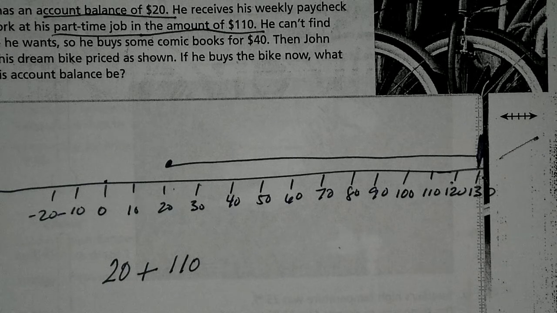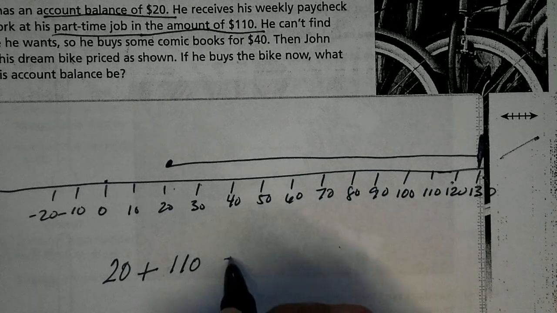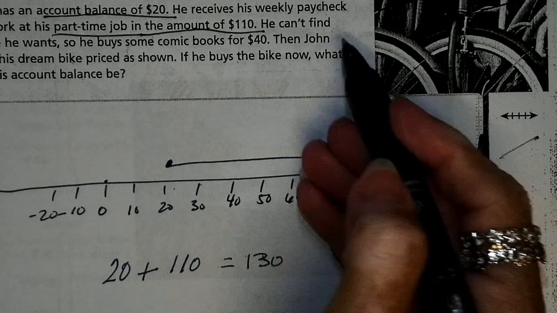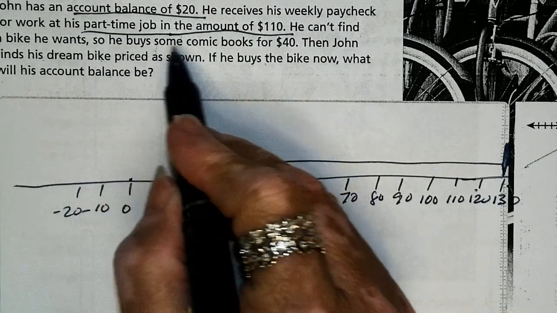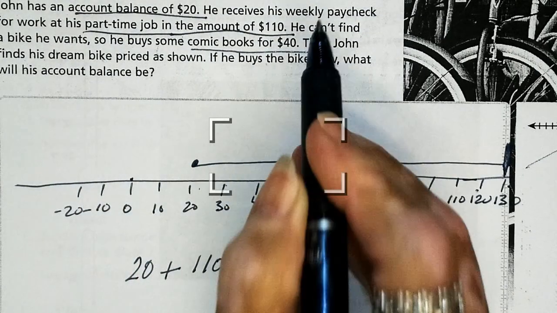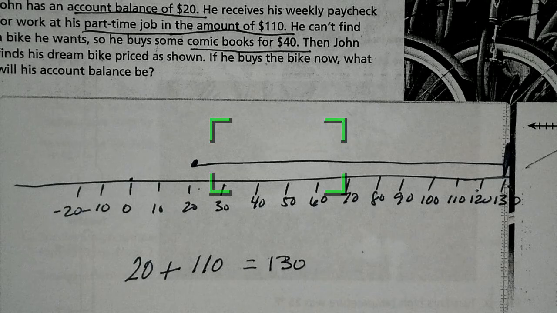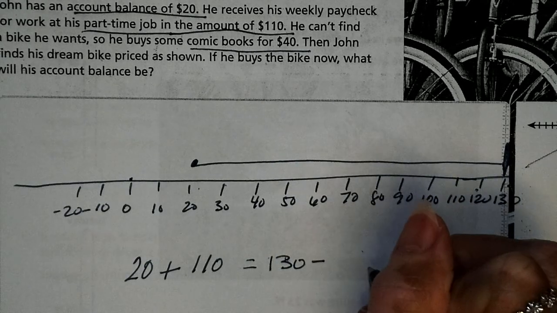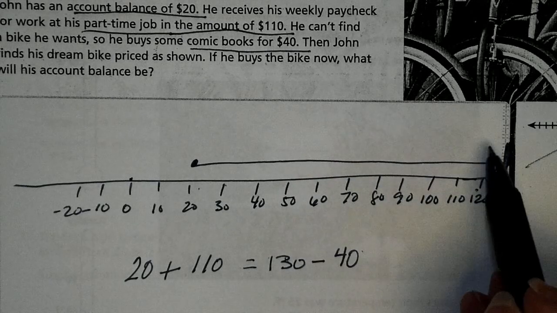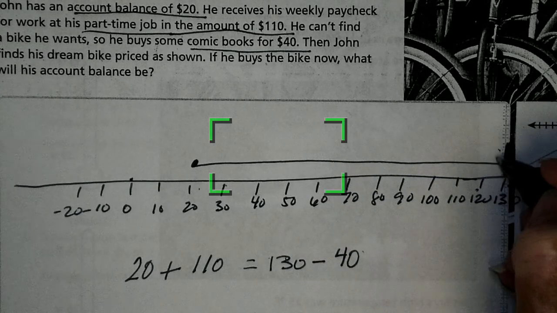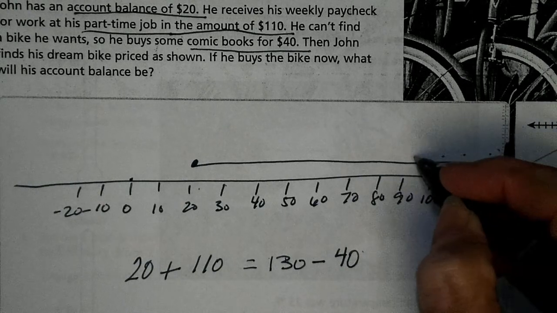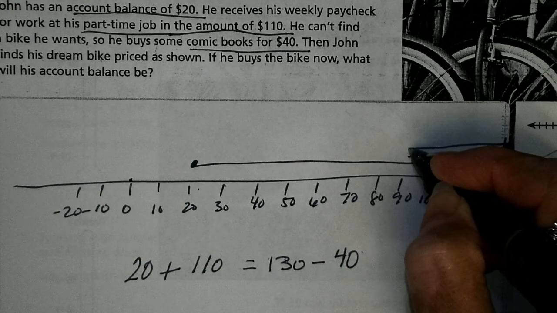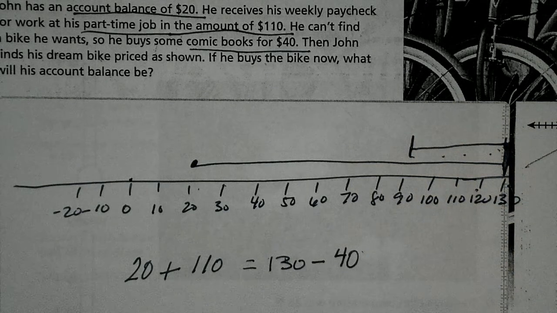Okay, all right, so after he puts $110, then what does he do? He buys what? A comic book for $40. Yep, so am I adding or subtracting? Subtracting. Okay, so that means I'm going to go backwards. So 10, 20, 30, 40. So that means from here, I'm going to 90.